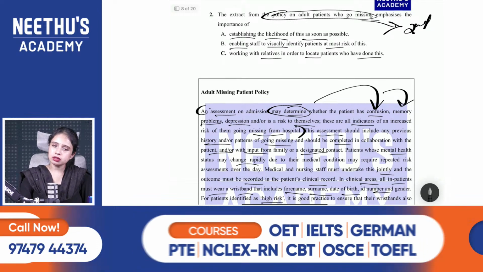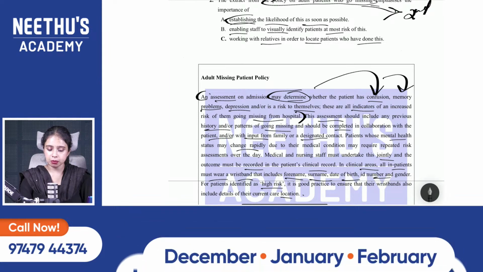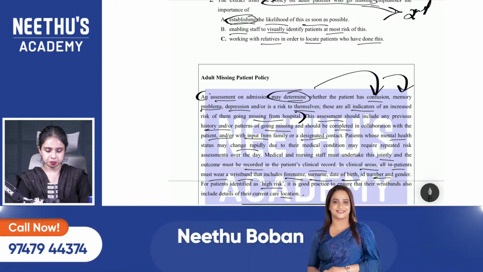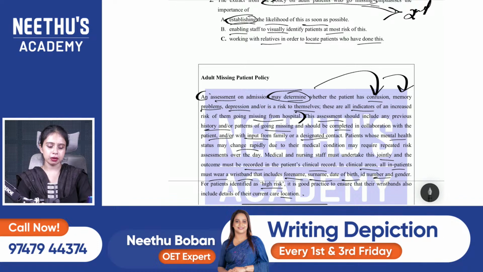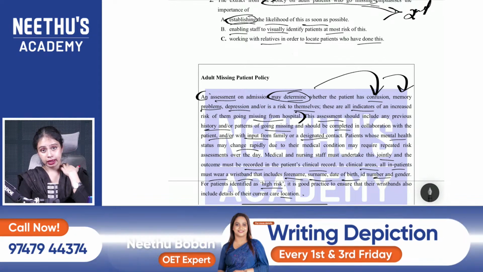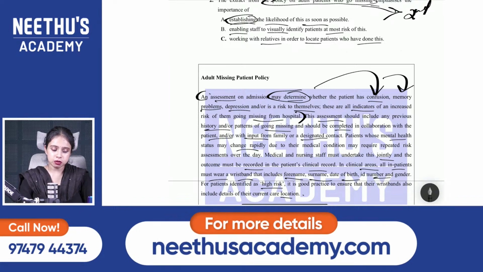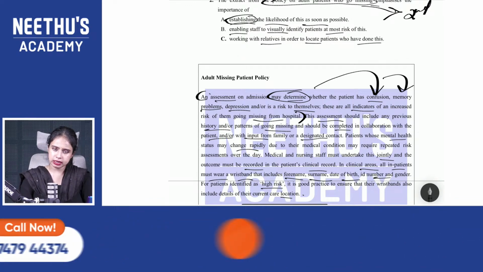Okay, so that's all about the missing patient cases. So, what is the right answer here? Is it option A, establishing, confirming, determining the likelihood of this as soon as possible? Establishing means finding out, confirming, determining. Likelihood of this means how probable it is. As soon as possible means without any delay.